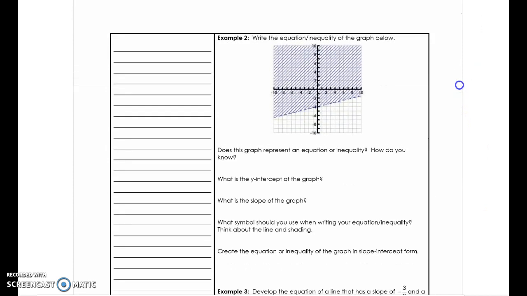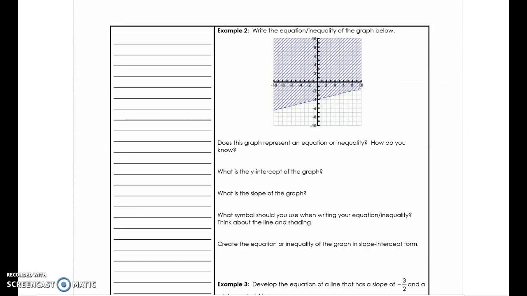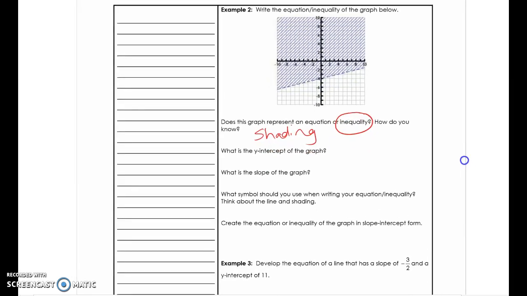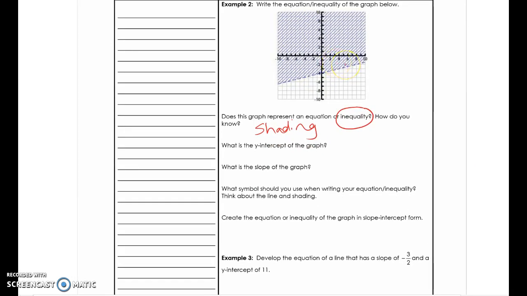Example 2. We look at that, we see shading, so we immediately know that this graph represents an inequality because there's shading. Again, we're going to write the inequality using the symbol less than, greater than, less than or equal, or greater than or equal. But we're going to keep it in the form y, one of these symbols, and mx plus b. Looking at the line, it is dashed, so it has to be less than or greater than.